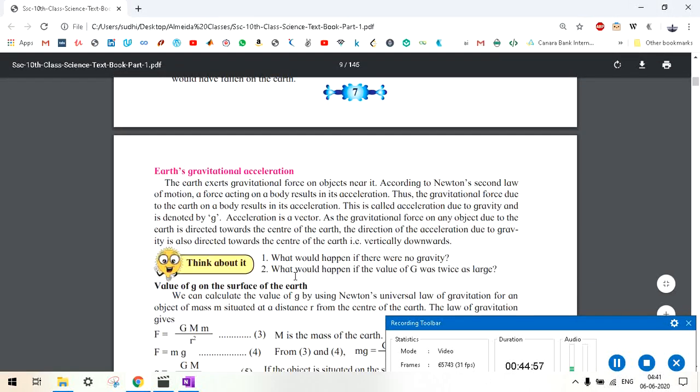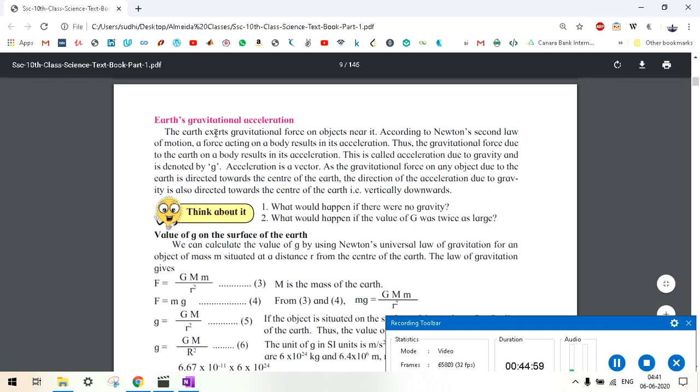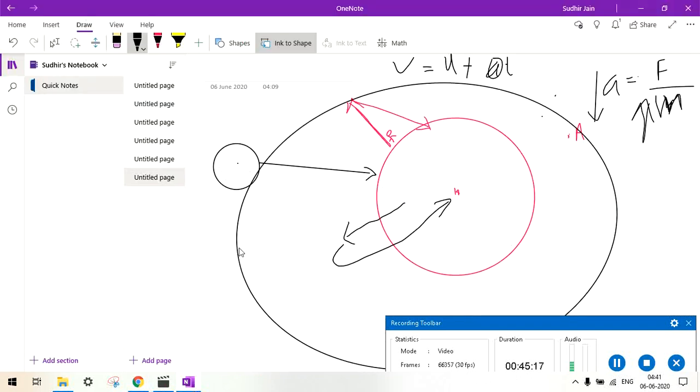Now let's understand this. The earth exerts gravitational force on objects near it. According to Newton's second law of motion, a force acting on a body results in its acceleration. Thus, the gravitational force due to earth on a body results in its acceleration. This is called acceleration due to gravity. Now, what is acceleration? You must understand this.